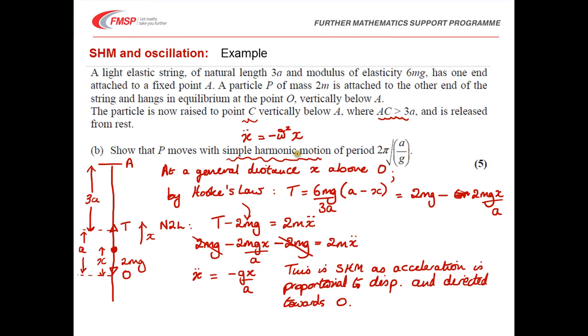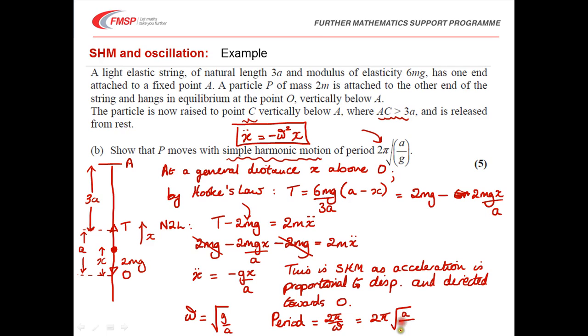It asks us to show that the period is 2 pi root a over g. Well, we can see by comparison with our classic simple harmonic formula that omega here in this case is root g over a, and our time period, just be careful not to use capital T again for period here because you've used it for tension earlier in the question. Time period is 2 pi over omega, which in this case then is going to be 2 pi times the inverse of our omega, 2 pi root a over g as required.